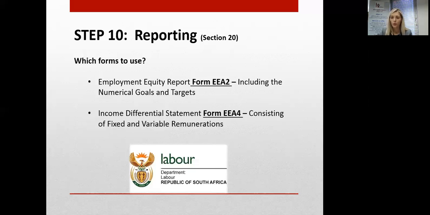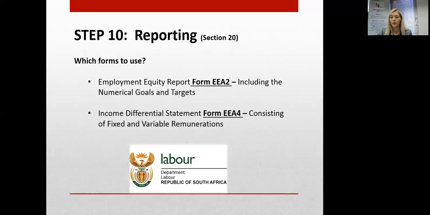Now we move on to step 10, which is your report in section 20. Once you've followed all your other steps, your EA12 is done, your EA13, and you've had your meetings, you can now move on to your EA2 and 4. Your EA2 is the numerical goals and targets. It's a snapshot of what your company looks like at those 12 months. You look at your barriers as well, what you've identified and how you plan on achieving it and when.